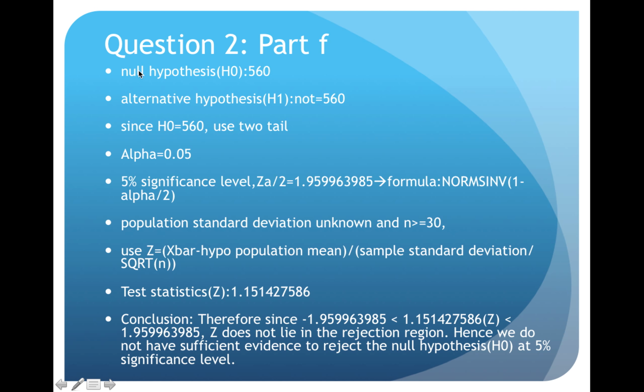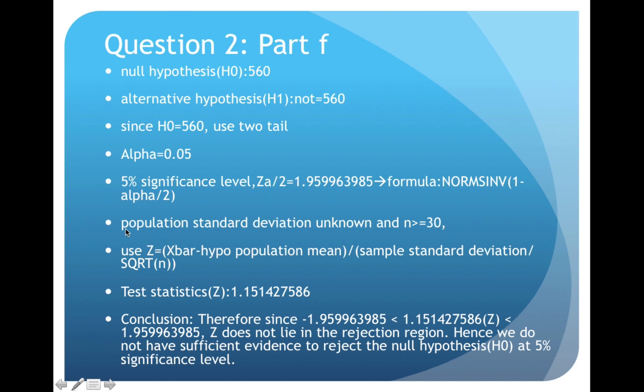And for part F, we have to construct a hypothesis statement. Firstly, we have to state the null hypothesis, H0, which is 560, and the alternative hypothesis, which is the opposite of the null hypothesis. Since the null hypothesis equals 560, we use the two-tail test. And alpha is 0.05 since it is a 5% significance level. In order to find the critical value, there's this formula called NORM.S.INV of bracket 1 minus alpha, which is 0.05, over 2. You get this value right here.